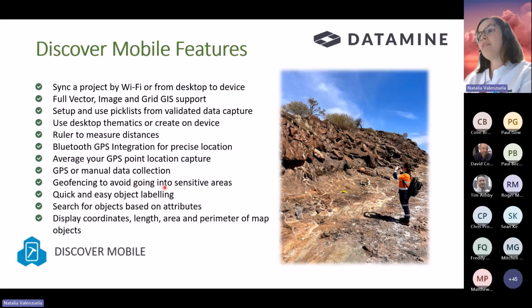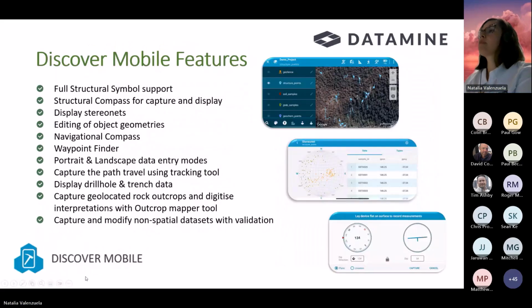It's quick and easy for object labeling. You can search for objects based on attributes, and you can display coordinates, length, area and perimeter of map objects. Now, what else? We have full structural symbol support. Because your structural measurements will have pick lists associated, the moment you take the measurement and change it to thematic display, you will get a view like the one here, and you can also display it on a StereoNet view. You can take the measurements within the app with the structural compass.